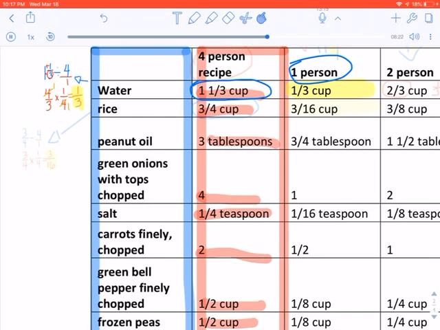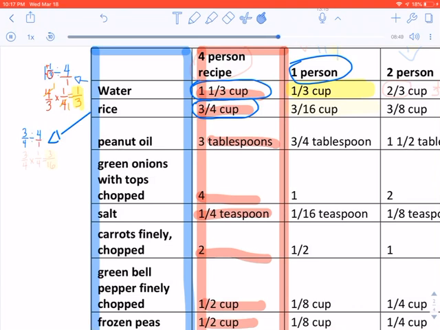Again, I'm going to start off with the rice. So I'm going to put a little arrow going this way. Now, for 4 people, how much rice do I need? I need 3/4 of a cup. So we're going to go ahead and write 3 over 4. And because I've got to find out how much it is for 1 person, I'm going to have to divide it by 4. Okay? Changing from blue to red.